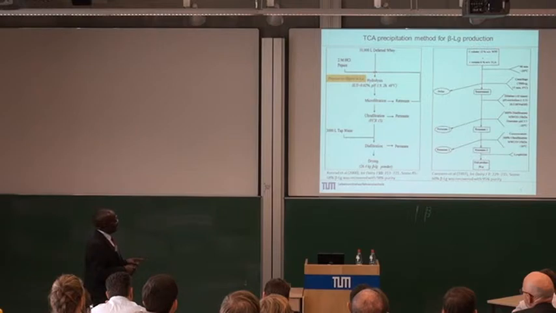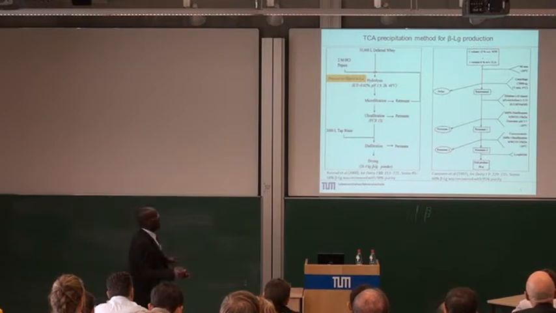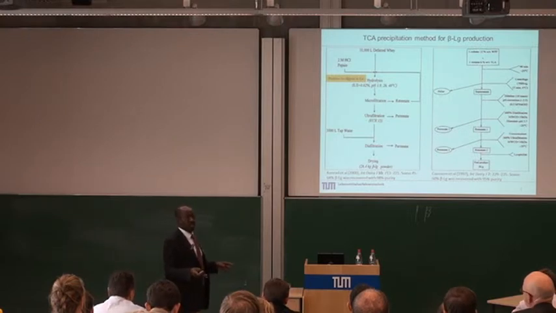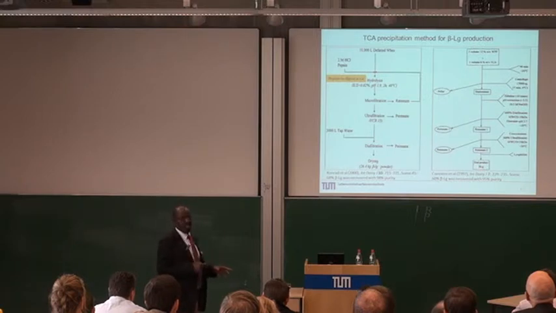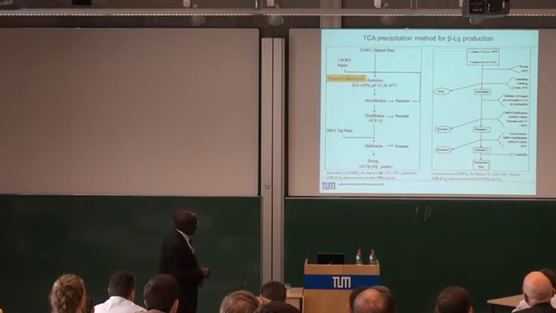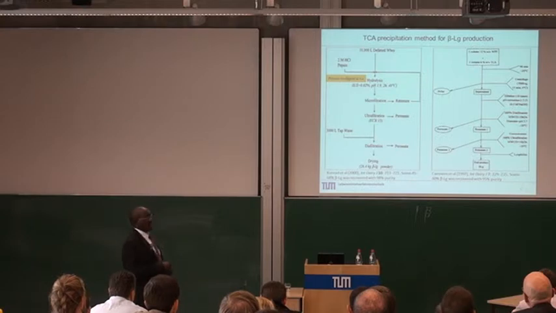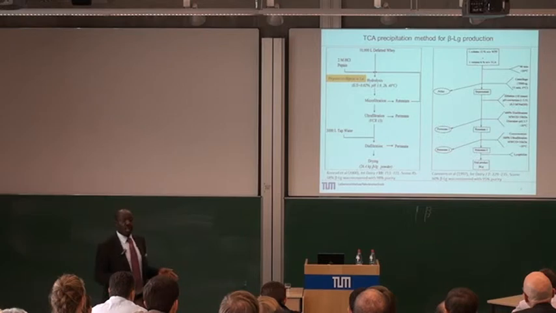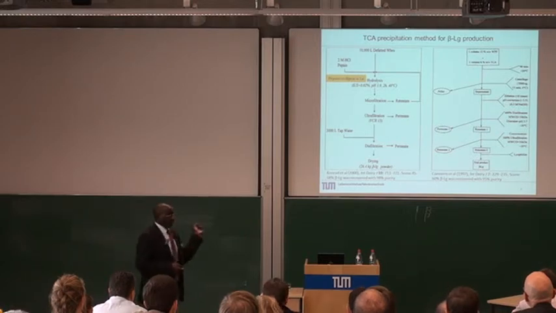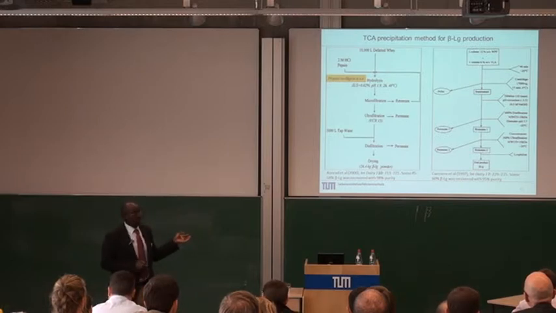That was done on the right side of this figure by combining TCA precipitation with membrane fractionation. Whatever was a pellet here is what could not dissolve, and beta-lactoglobulin was successfully purified as the end product. However, they could only obtain about 60% of the beta-lactoglobulin, though the purity was relatively high, 95%. On the left side is work which was done here in Germany.